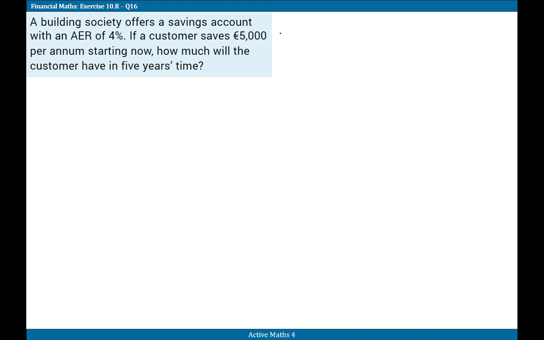Okay, so we're going to look at financial maths, and in particular questions that involve geometric series, and as a result we can make use of the sum to n terms of a geometric series formula, which is a on 1 minus r to the n over 1 minus r, where a is the first term and r is the common ratio, what's being multiplied by each time to get the next term in the sequence or series.